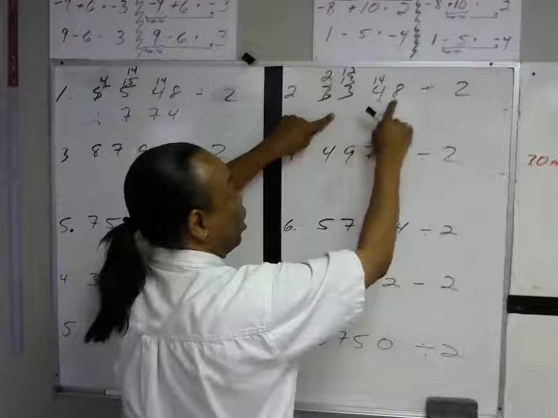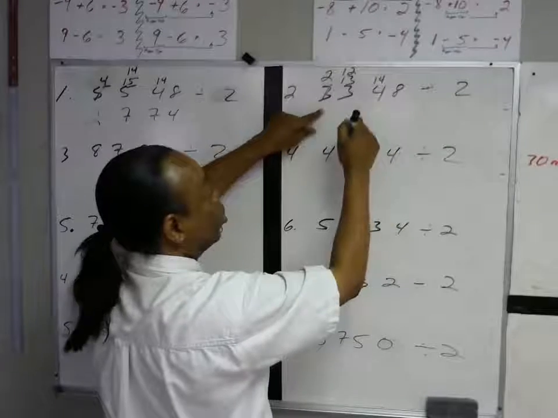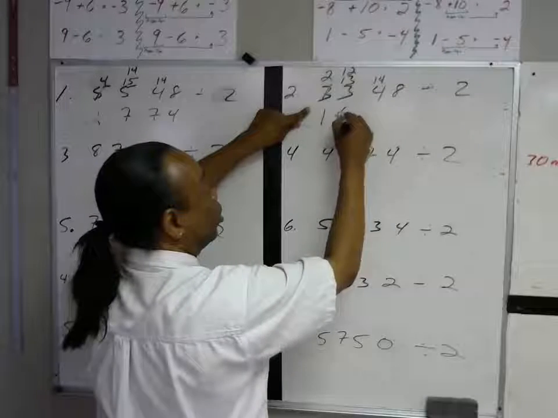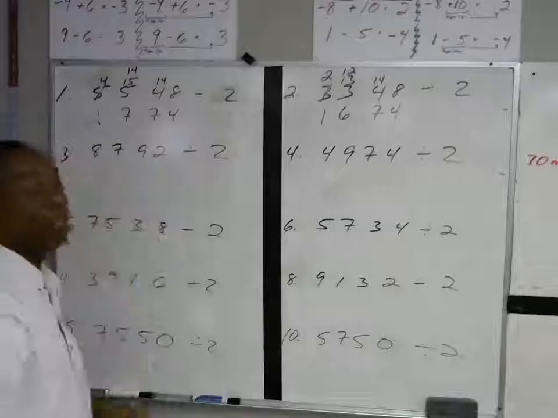So that's half, and the 8. So these are all even numbers now. 2, 12, 14, and 8. So half of that will be 1, 6, 7, and 4. Okay, let's take a look at number 3.